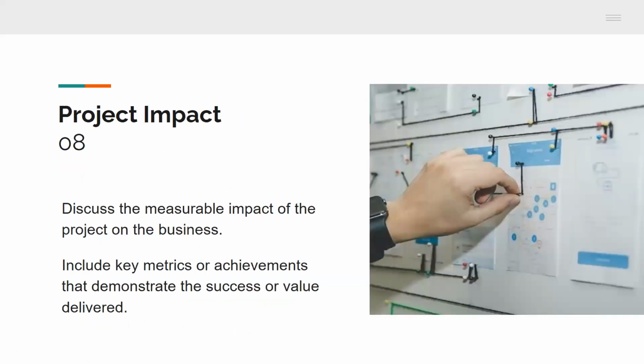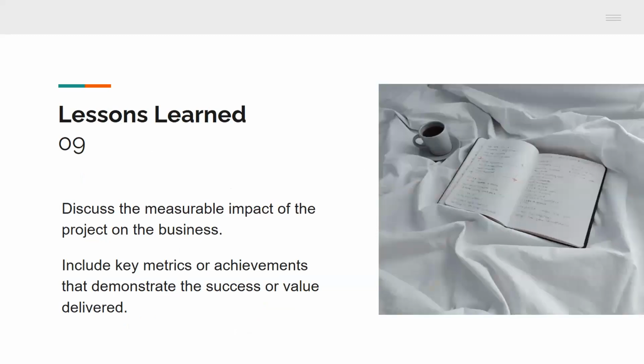Project impact: discuss the measurable impact of the project on the business, which includes the key metrics and the achievements, and then you demonstrate the success or the value, everything. Don't worry, we are going to design the entire site from the ground up, and you will see how short and precise it is. We're going to use image representations to fully identify every one of these things. Then lessons learned: what were the ideas and the concepts that you were able to generate? You have to indicate every bit of it.